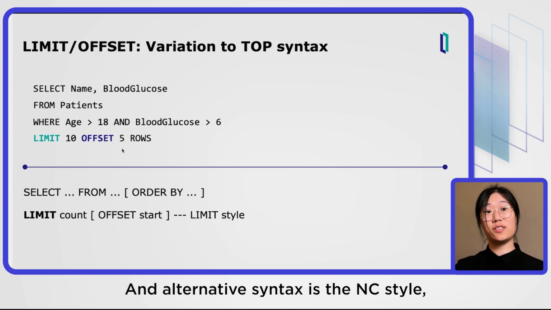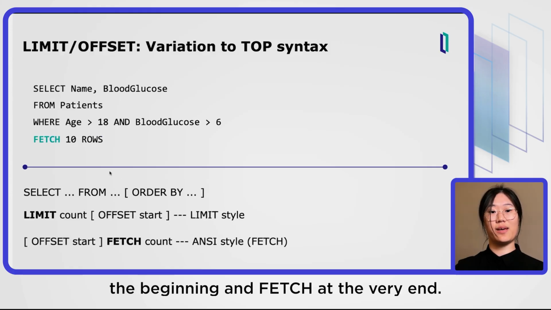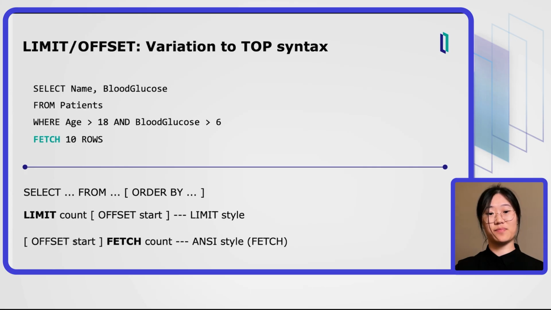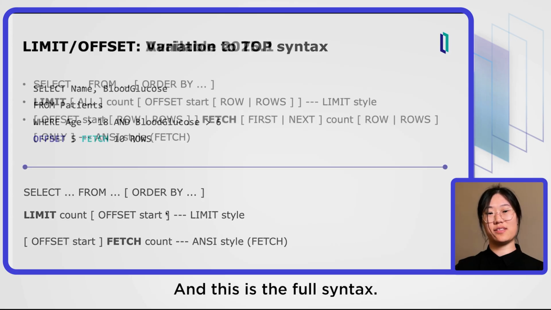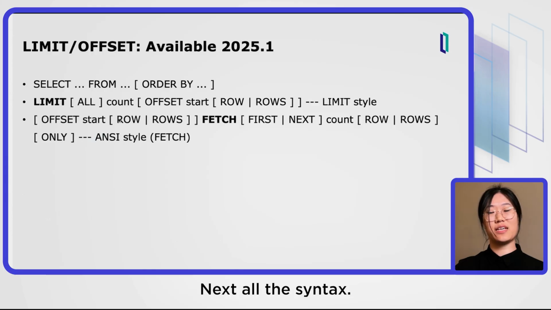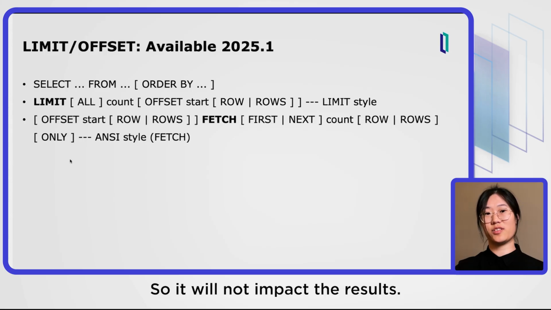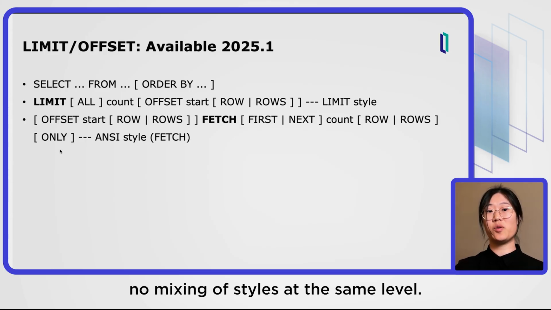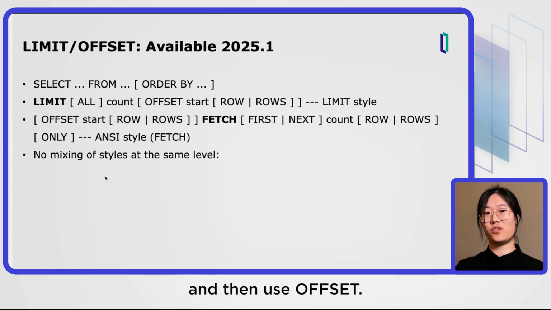An alternative syntax is the ANSI style, which will have the optional OFFSET in the beginning and FETCH at the very end. This has been available since 25.1, and this is the full syntax. And you can have ROWS, FIRST, NEXT, ALL; these are all just for human readability, so they will not impact the results. And remember, no mixing of styles at the same level, so you cannot, for example, use TOP and then use OFFSET.